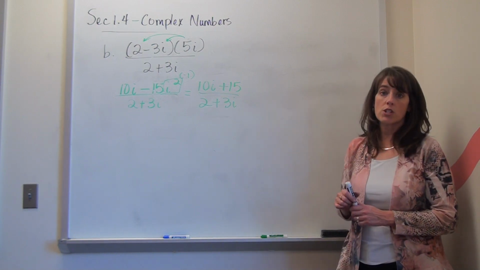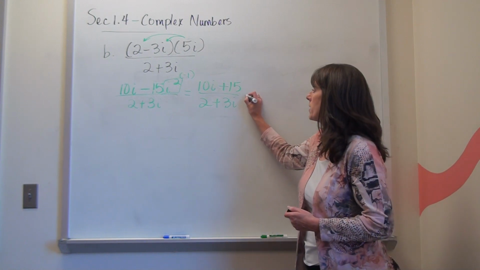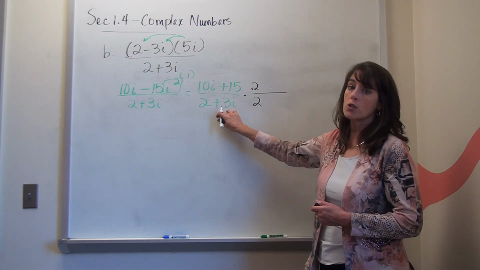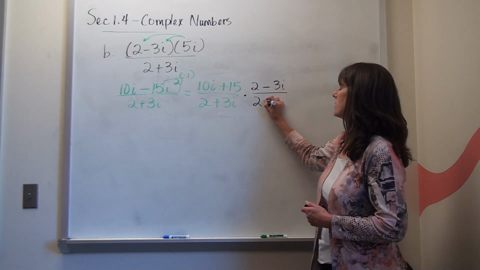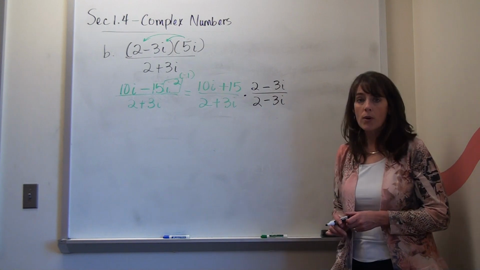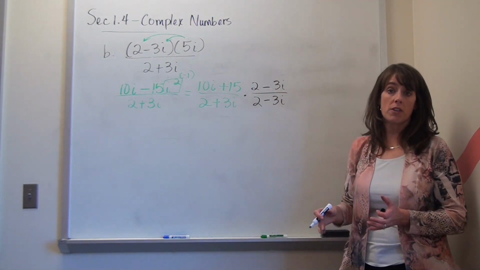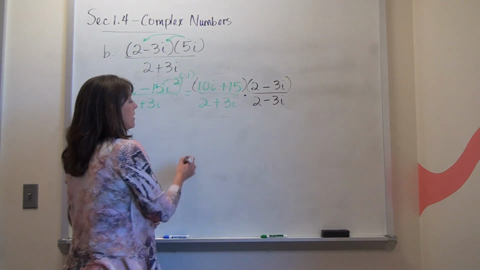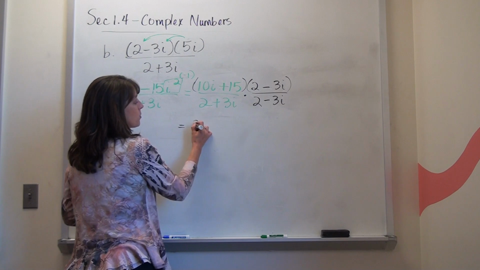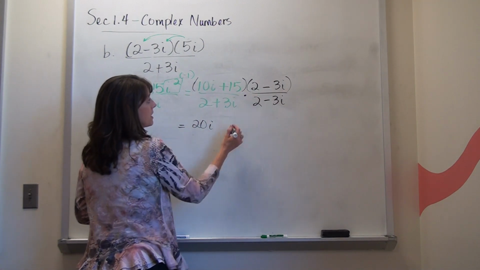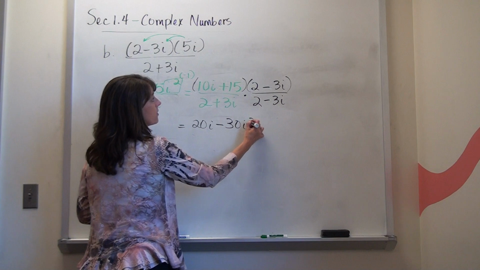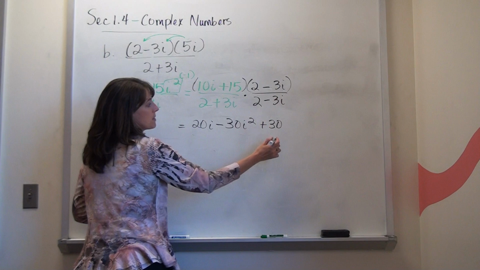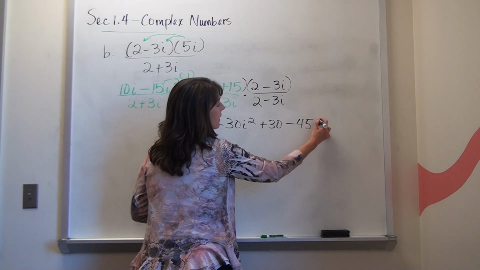So here I'm going to do the division, and in order to do the division, I'm going to multiply the numerator and the denominator by the conjugate of the denominator. So the conjugate of 2 plus 3i is 2 minus 3i. And remember, when I multiply fractions, I need to cancel in the diagonals, but nothing's going to cancel. So I'm just going to go ahead and multiply across the top, and I'm going to FOIL that. When I do, 10i times 2 will be a 20i. 10i times negative 3i will be a negative 30i squared. And when I multiply inside, 15 times 2 will be a positive 30, and 15 times negative 3i is a negative 45i.